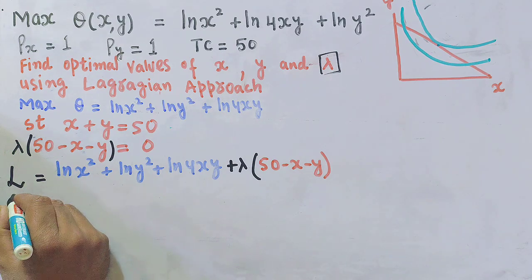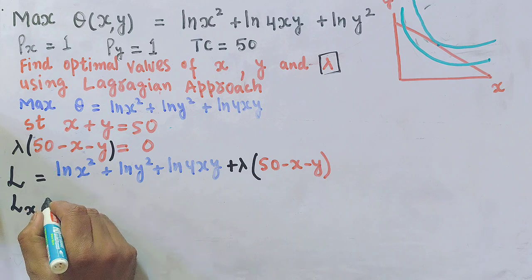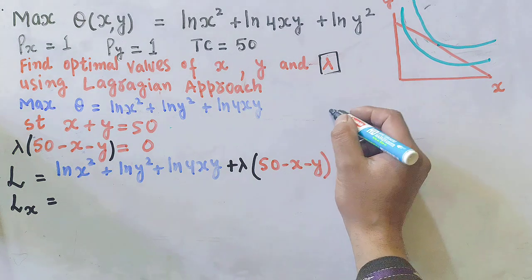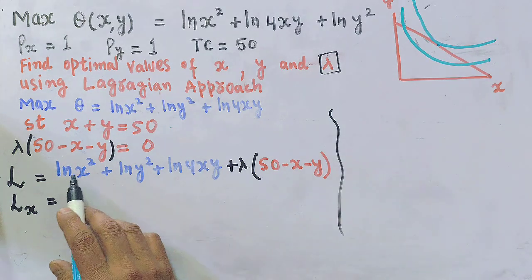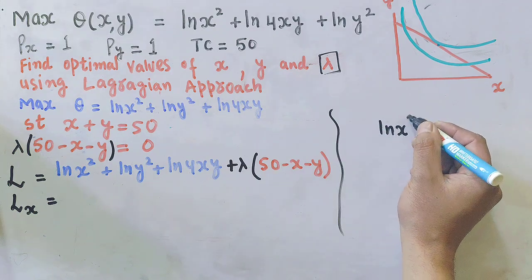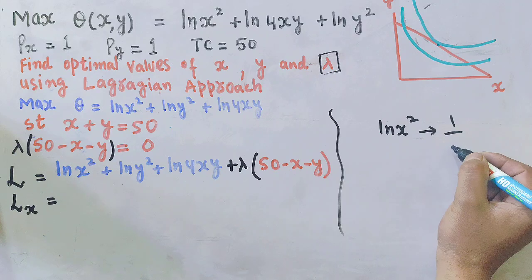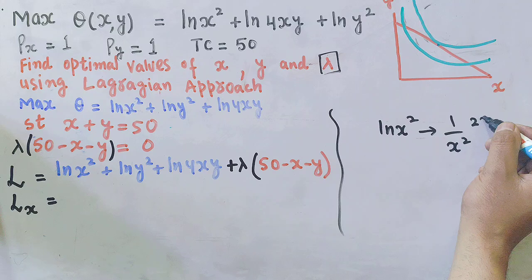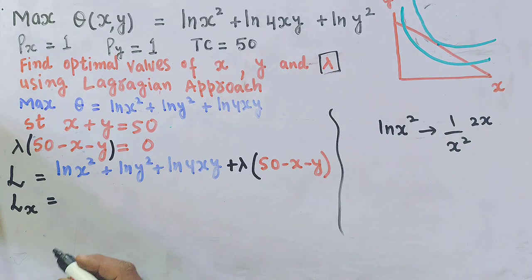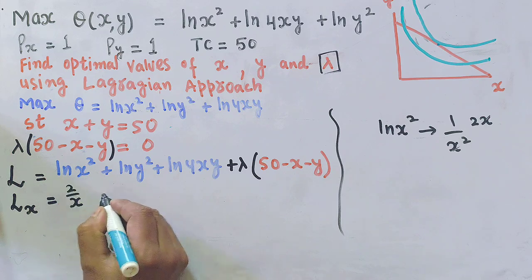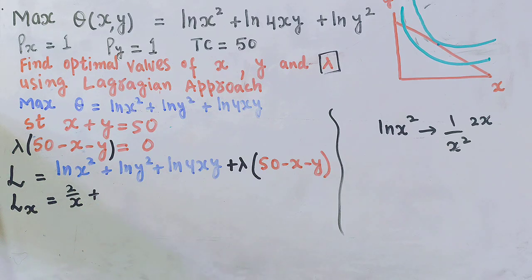We partially differentiate this Lagrange's function with respect to x. Okay, now let me do the partial differentiation here. What is the derivative of ln of x square with respect to x? First, the derivative of ln of x square will be 1 upon x square. Then by chain rule, the derivative of x square is 2x. So x and x get cancelled, and we get 2 upon x. The derivative of ln of y square will be 0 because we are taking partials with respect to x.